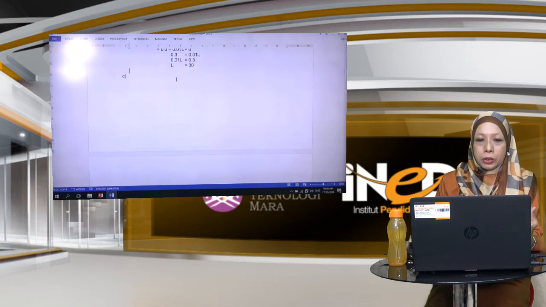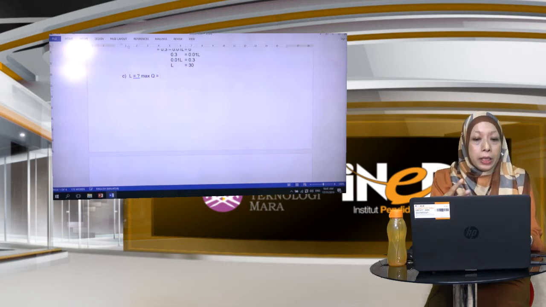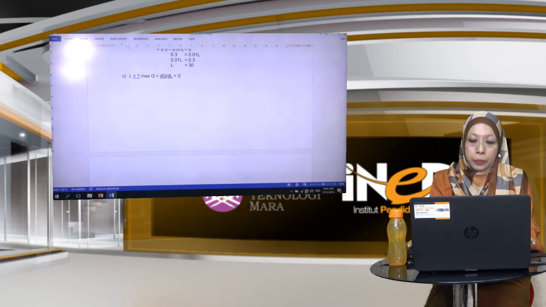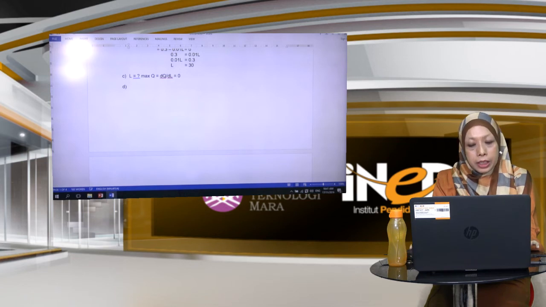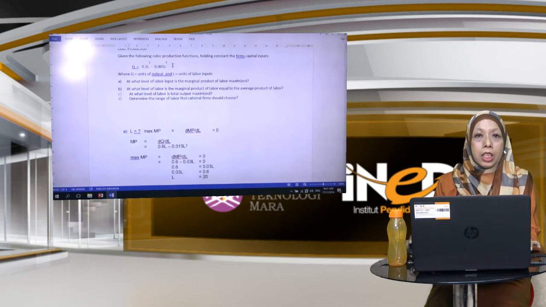So if you want to find the labor where total output is maximized, in other words, you want to maximize Q. Maximizing Q requires you to differentiate the Q function and set it equal to 0. To differentiate the Q function, you need to have the Q function, and since the question has already given you the Q function, you wouldn't have any problem differentiating it. So this is your Q function.